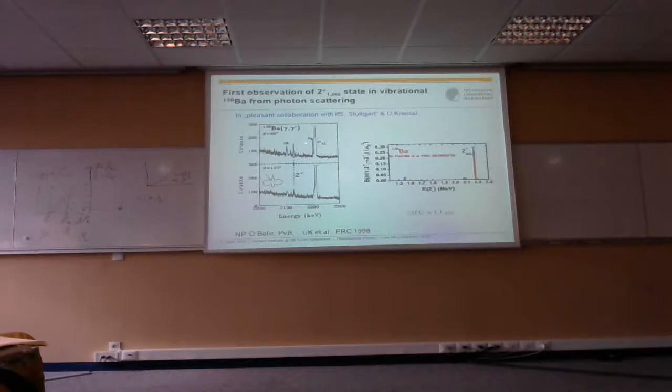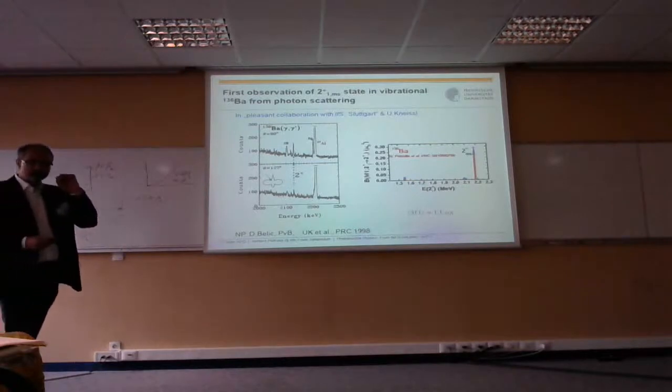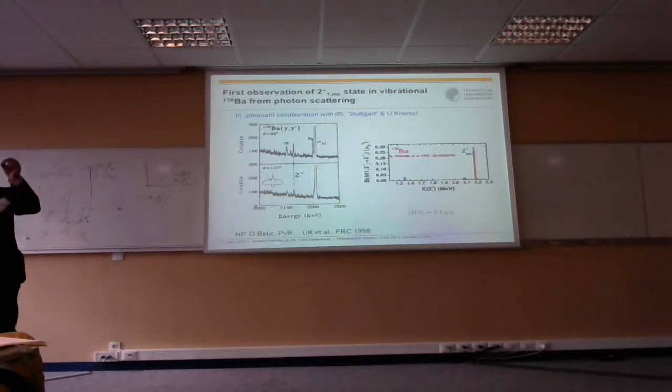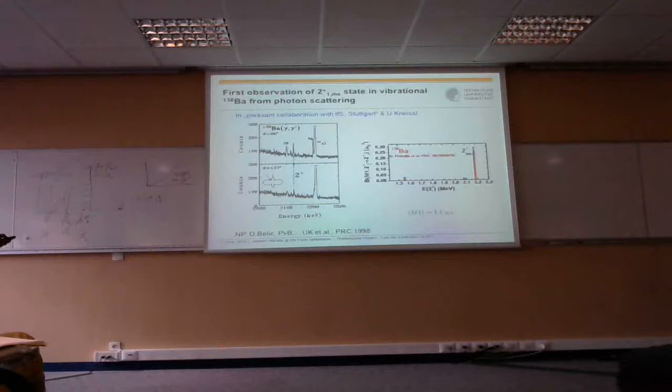So one way to excite these 2 plus states, the one-phonon mixed symmetry state in a vibrator, is to shine photons on them, with gamma rays. You excite that level, and the cross-section for exciting the level with photons is proportional to the BE2 of the ground state. If you know the branching ratio and the E2 to M1 multipole mixing ratio for the transition to the first 2 plus state, then you can get an absolute M1 matrix element out. And that was an example of barium-136, where we did this for the first time in photon scattering.